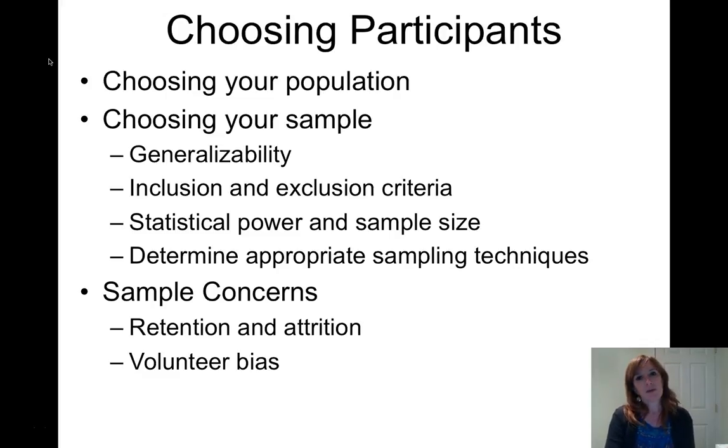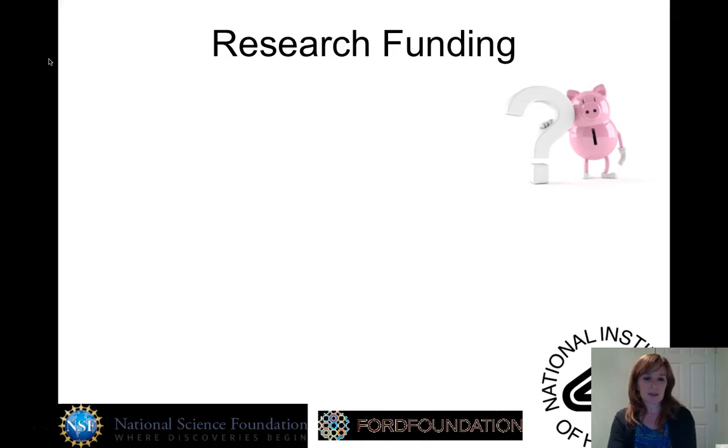We'll talk a bit later about volunteer bias. So the kinds of people who participate in sexuality research in particular tend to be a bit different from the kinds of people who refuse to participate in sexuality research. So it's always something we have to consider when we're thinking about who is actually in our sample.